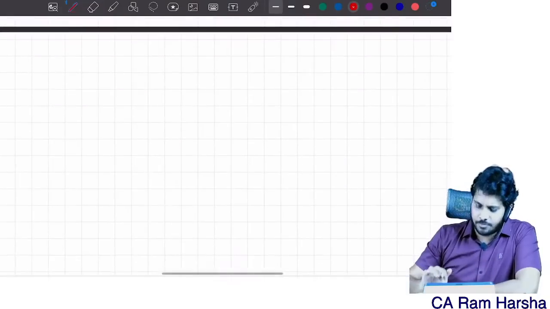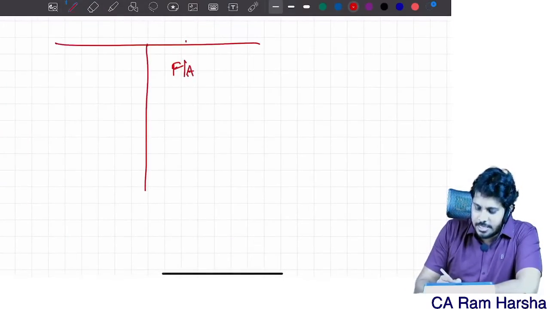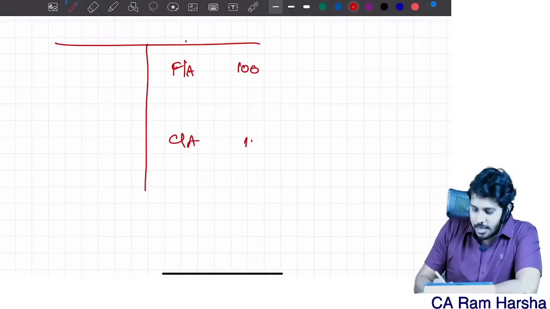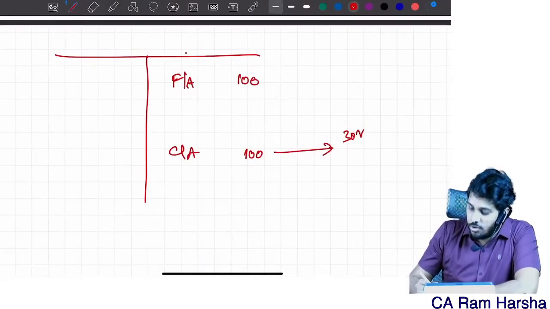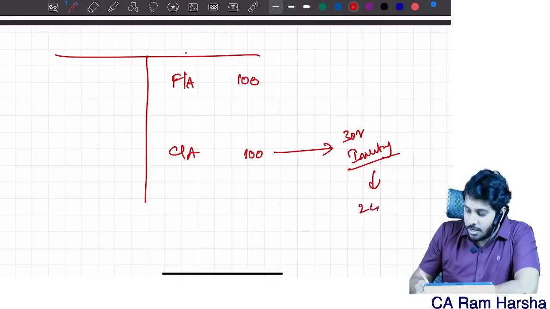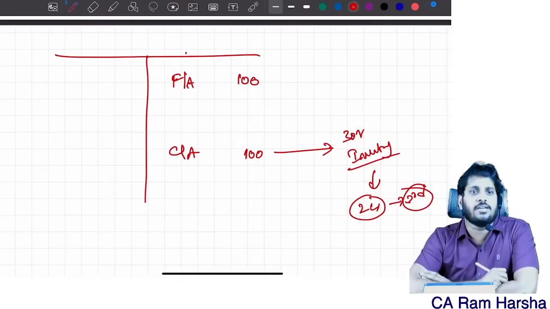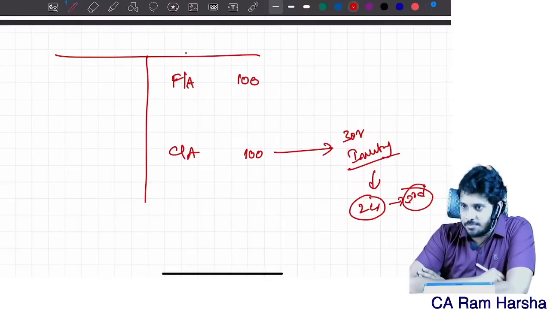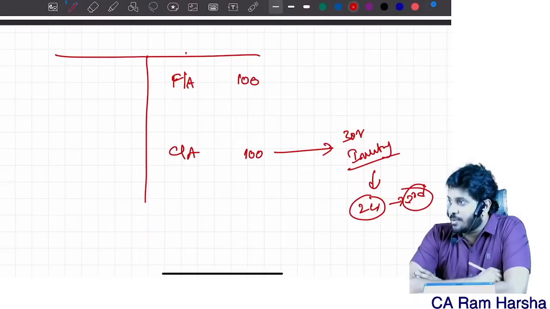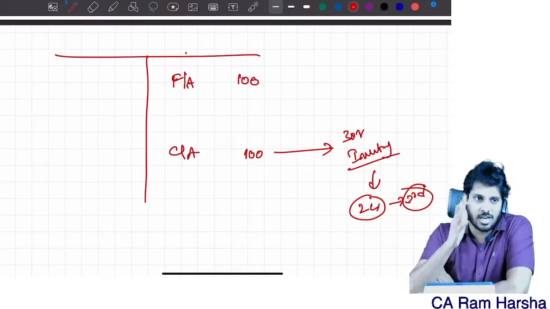Suppose in the same example, fixed assets are 100 crore, current assets 100 crore. In this 100 crore, 30 crore is inventory. In this inventory, 2 crore worth of inventory is with a third party. I want to get a confirmation from the third party whether this 2 crore worth of inventory is there with him or not. The company is not allowing me.